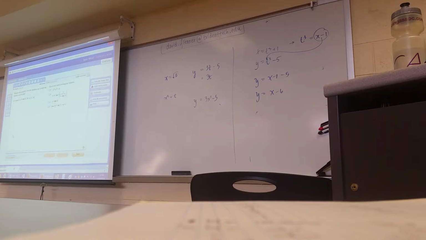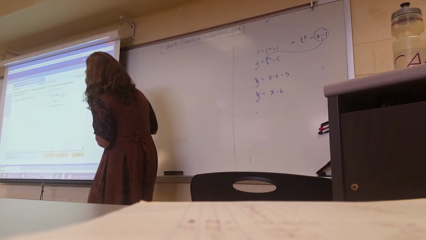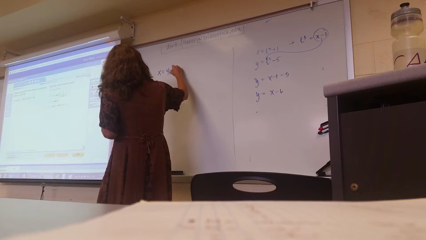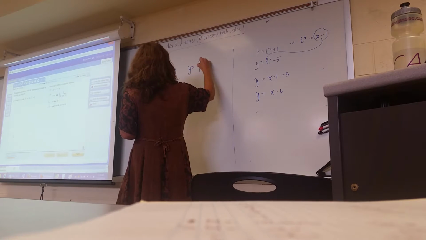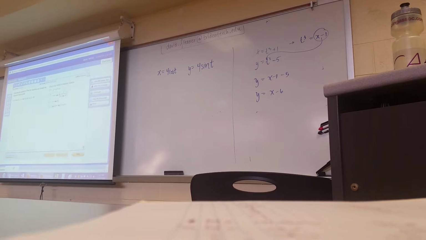All right, number 4 involves some trig. So here they give t as an angle. X is 4 cosine of t, and y is 4 sine of t. Make sure you're in radians and go with the standard window.